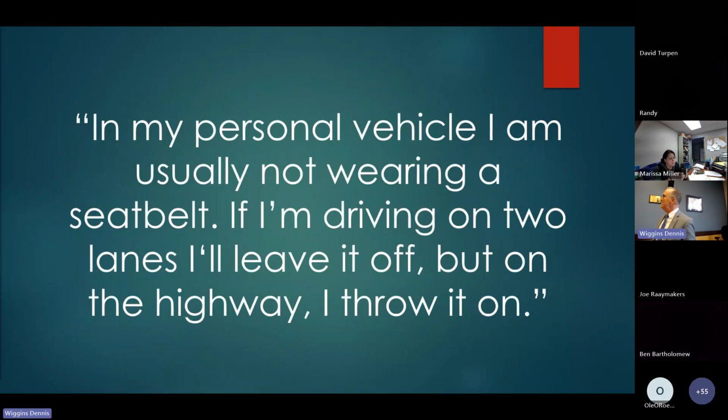And in my personal vehicle, I'm usually not wearing a seatbelt. If I'm driving on two lanes, I leave it off. While on the highway, I throw it on. What we know is that, contrary to what people might believe, you're the most safe on interstate roadways. There's more safety features on interstate roads. People are driving the same distances. There's controlled access points.